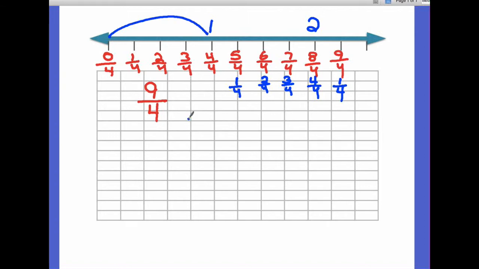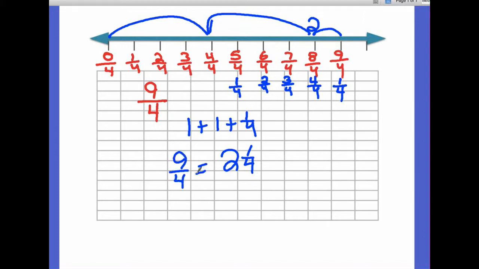So when all is said and done, we see that to get from here to here, we go 1 whole plus another whole, right? Plus 1/4. And that looks like this, 2 and 1/4. So 9/4 is the same as 2 and 1/4.